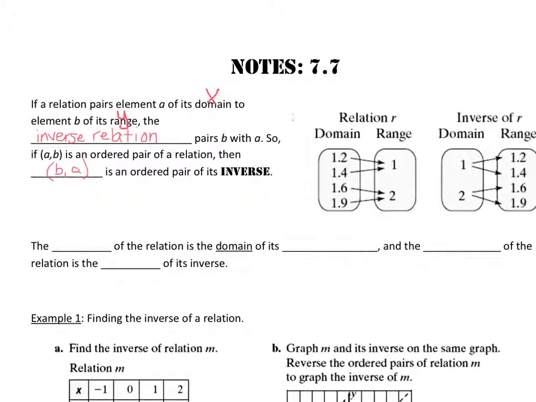Another way to say this is the range of the relation is the domain of its inverse, and the domain of the original relation is the range of the inverse. So you can just switch them. Whatever the x's are of the original become the y's of the new one. Whatever the y's of the original were become the x's of the new one.